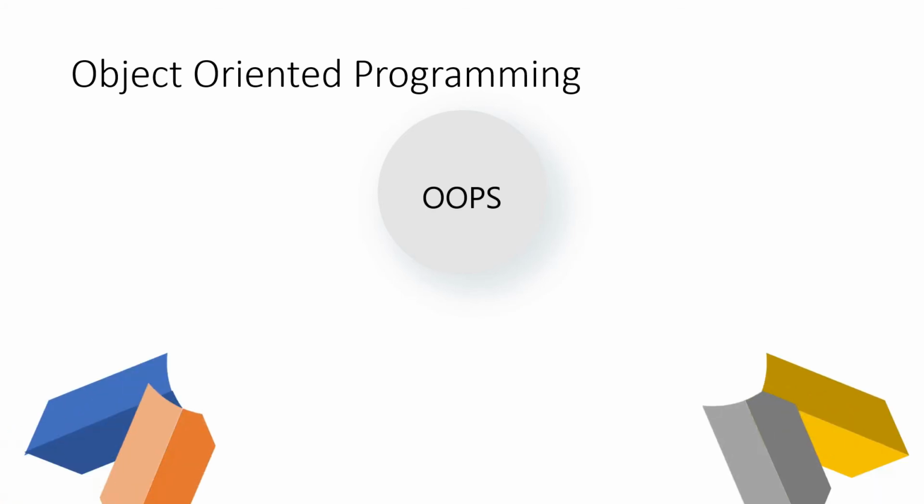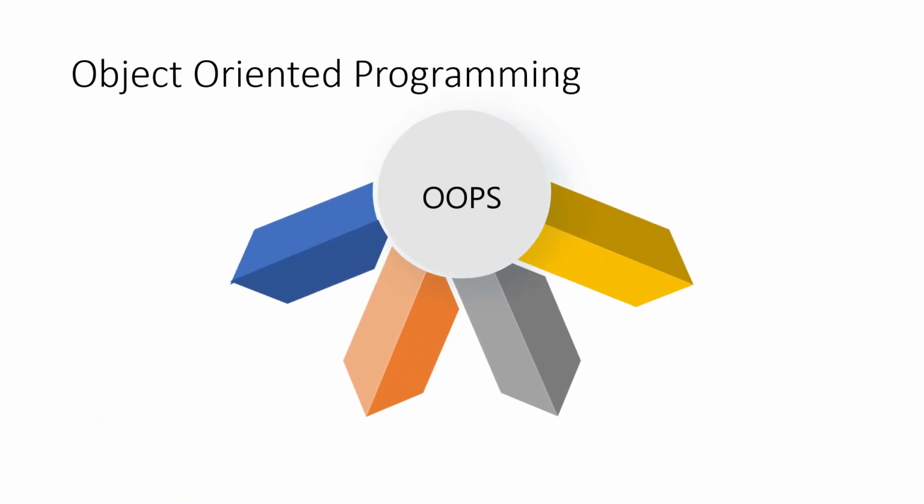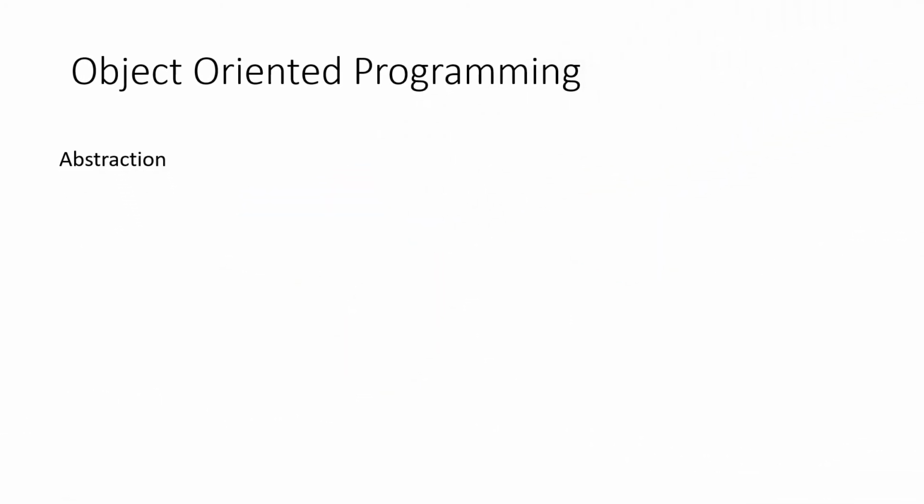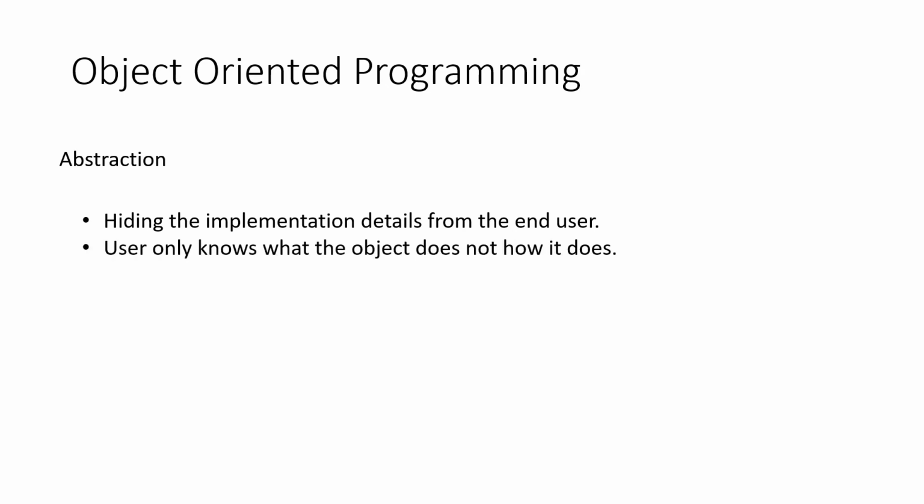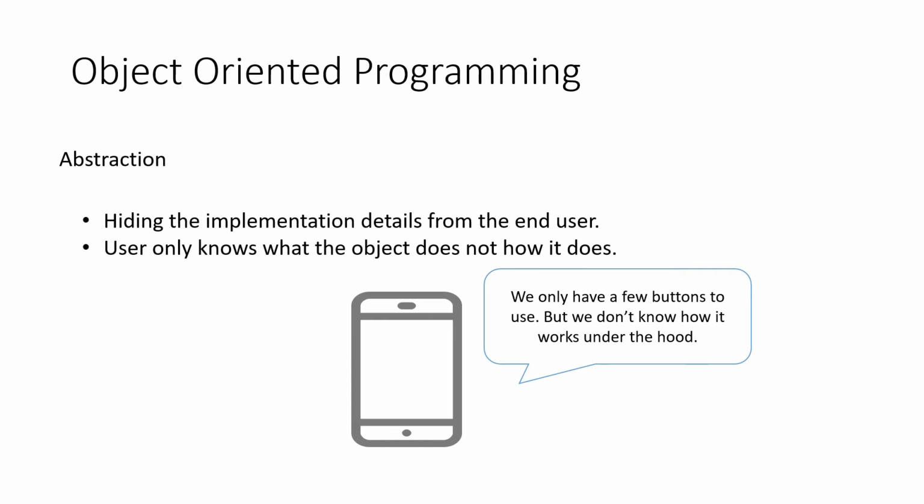Now, we will discuss the four principles of object-oriented programming. They are abstraction, encapsulation, polymorphism, and inheritance. In abstraction, we are hiding the implementation details from the end user. The end user only knows what the object does, not how it does it. For example, in a smartphone, we only have a few buttons to use. But we don't know how it works under the hood.